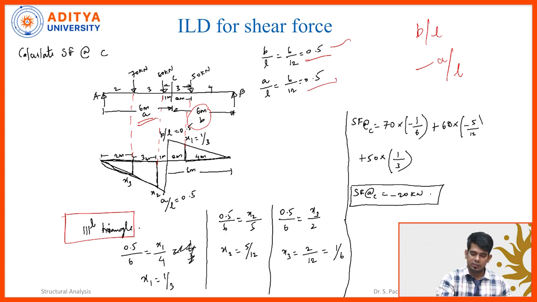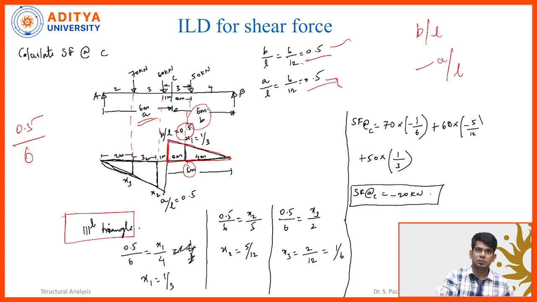B by L is 0.5 and A by L is 0.5. What is B by L? This is 6 meters divided by the total span length of 12 meters. A by L: A is 6 meters, total span length is 12 meters. So we calculated 0.5. We put 0.5 divided by 6 for the larger triangle. So the larger triangle ordinate 0.5 divided by 6 meters equals x1 divided by the smaller triangle span of 4 meters. Substituting here, we got the value of x1 equal to 1 by 3.